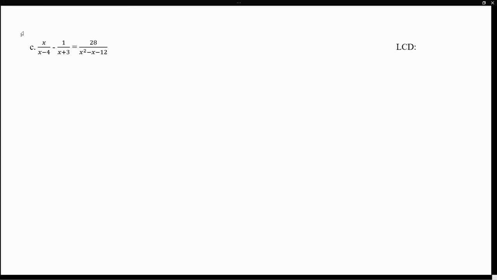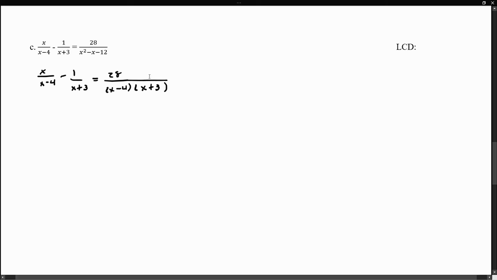I want to make sure that all denominators have the same expression, the LCD. But before I start taking a look at the LCD, try to see if you can factor any of the denominators. Notice that that is possible on the last expression. So let me just rewrite this. We still have x minus 4, 1 over x plus 3, 28 on the top. But now notice that the expression x squared minus x minus 12, I can factor as x minus 4 times x plus 3.